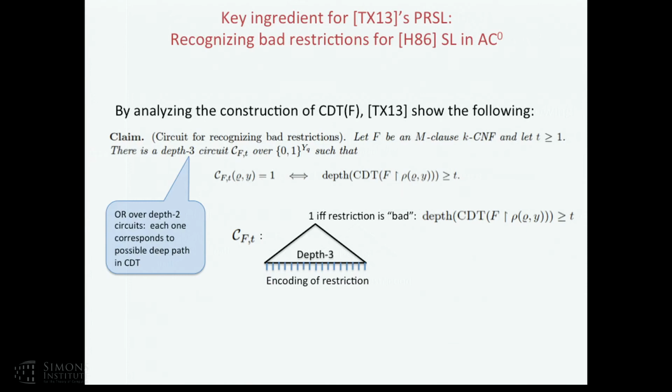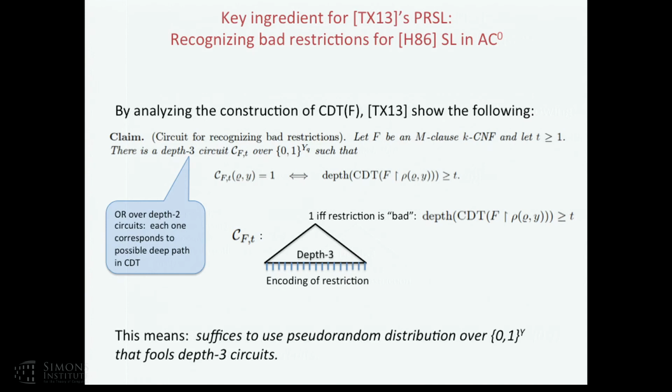Okay? This is really just a glimpse a little bit behind the curtain. This depth 3 circuit is an OR over all possible paths that could be long paths in a decision tree. So in pictures, we have a very simple depth 3 circuit here, which, given an encoding of a restriction, outputs 1 if and only if the restriction contributes to the failure event of the switching lemma. Okay?